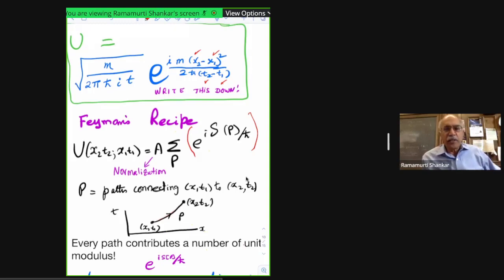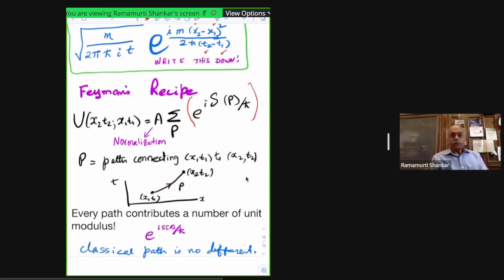Feynman is not saying the particle follows a particular trajectory. In fact, the trajectories here are not Newtonian trajectories. They're every possible trajectory connecting these two endpoints. Some of them look like a real trajectory. Some may go to the moon and come back. Some may go to another solar system and come back. You sum over everything. And each path contributes a number of unit modulus, which is the exponential of the action divided by h bar.